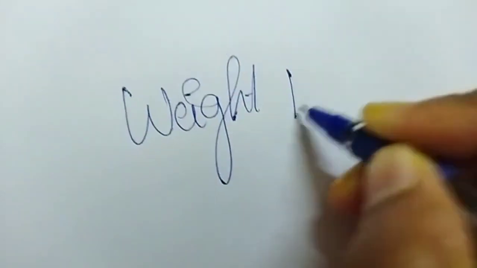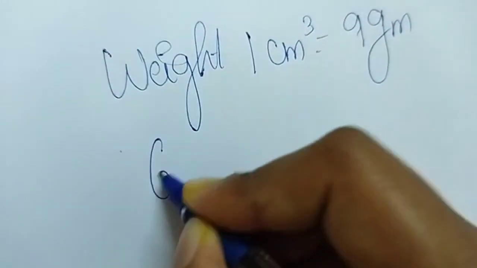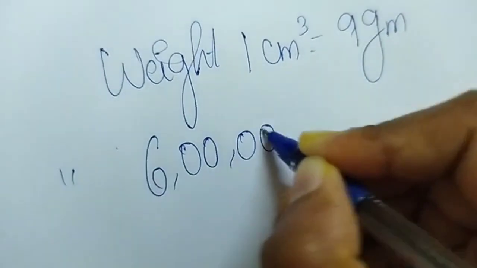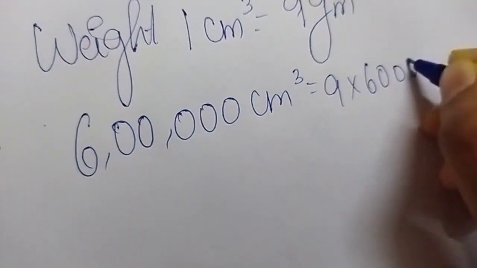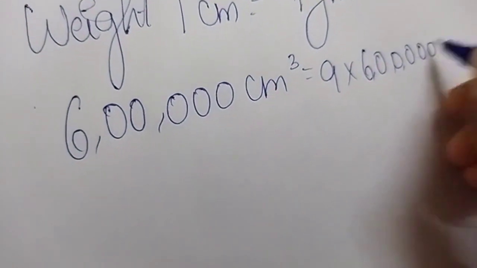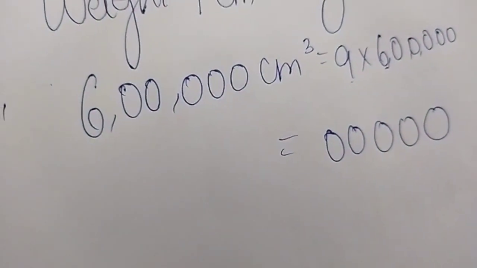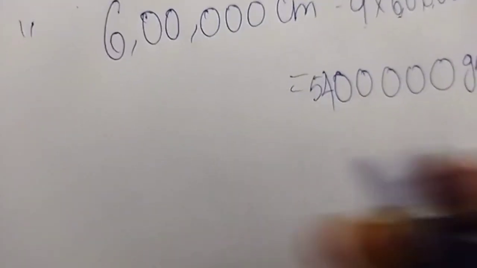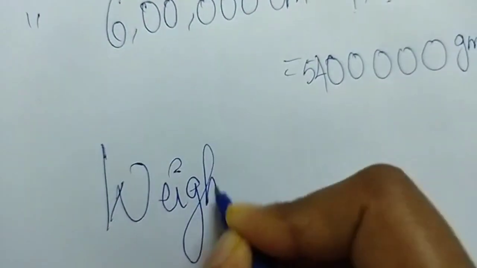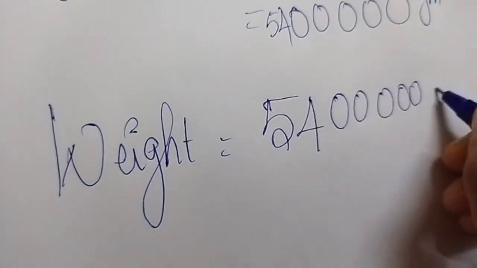Now the weight of 1 centimeter cube is given as 9 gram. Then the weight of 6 lakh centimeter cube is equal to 9 into 6 lakh. So 9 6s are 54. So 54 gram. So weight is equal to 5400000 gram.